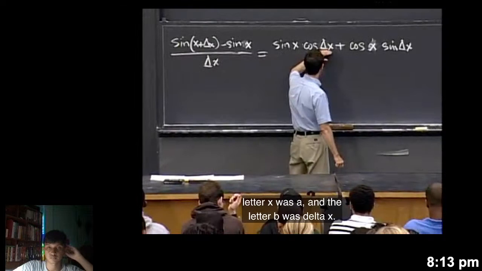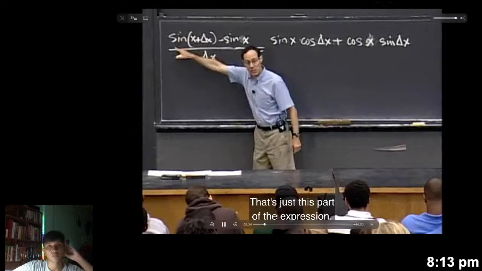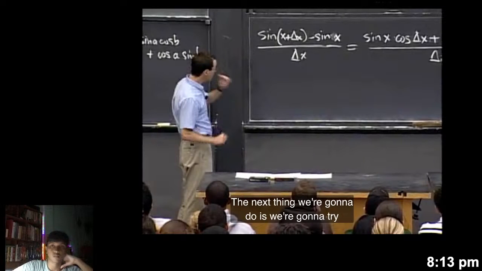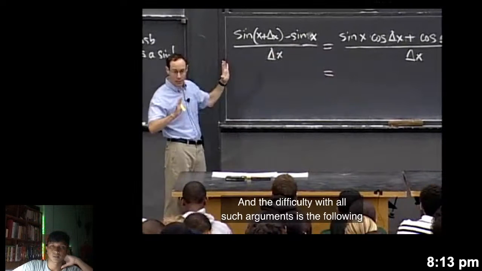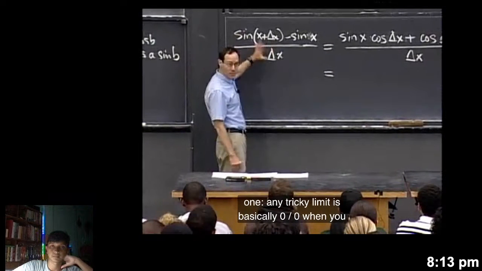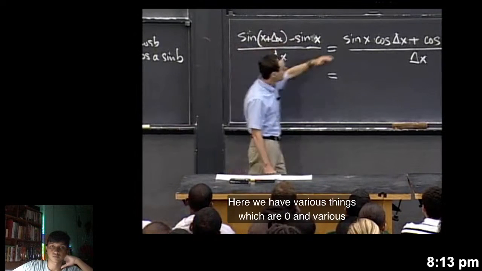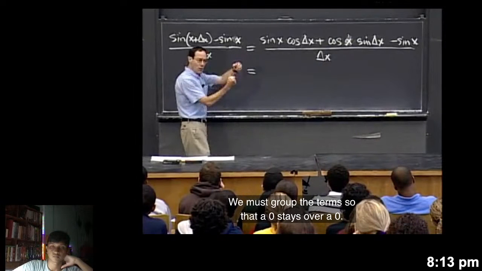Now that's just the first part. That's just this part of the expression. All right, so now, the next thing we're going to do is we're going to try to group the terms. And the difficulty with all such arguments is the following one. Any tricky limit is basically 0 over 0 when you set delta x equals 0. If I set delta x equals 0, this is sine x minus sine x, so it's a 0 over 0 term. Here we have various things which are 0 and various things which are non-zero. We must group the terms so that a 0 stays over a 0. Otherwise, we're going to have no hope. If we get some 1 over 0 term, we'll get something meaningless in the limit.